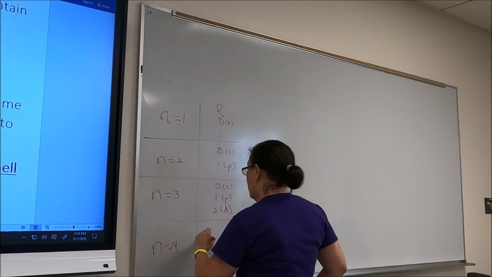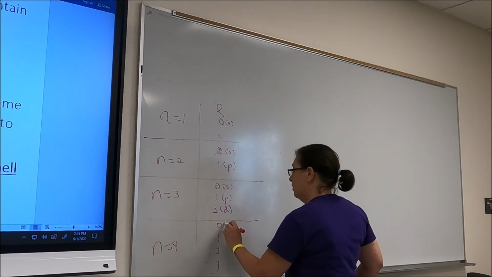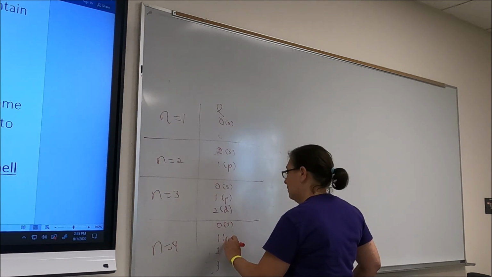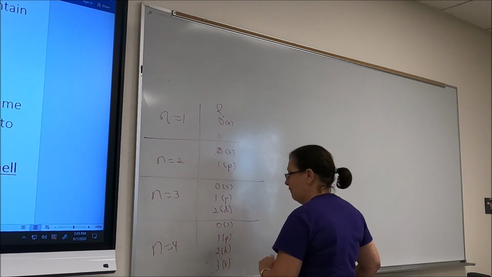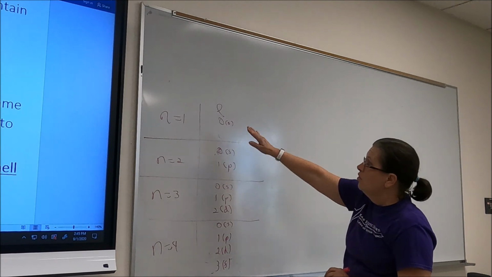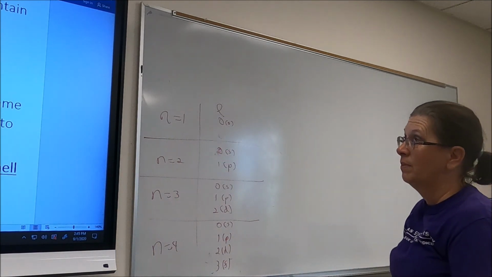When n equals 4, L can be 0, 1, 2, or 3. So we've got S, P, D, and F. Okay? So I can see that the value of n limits the value of L.